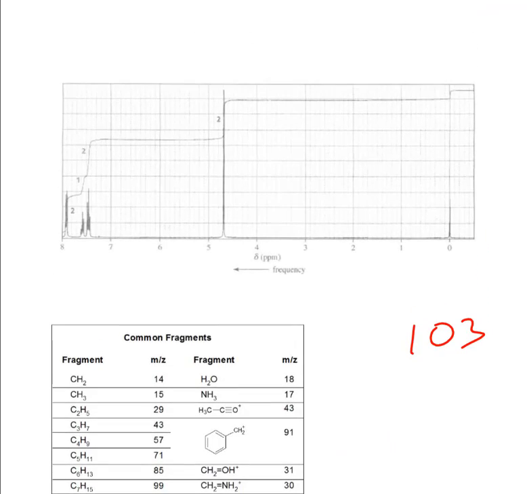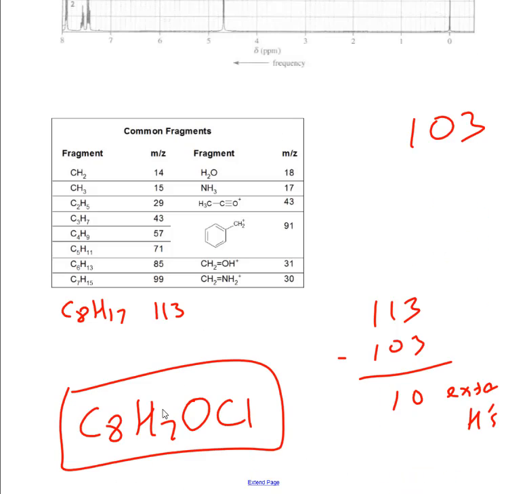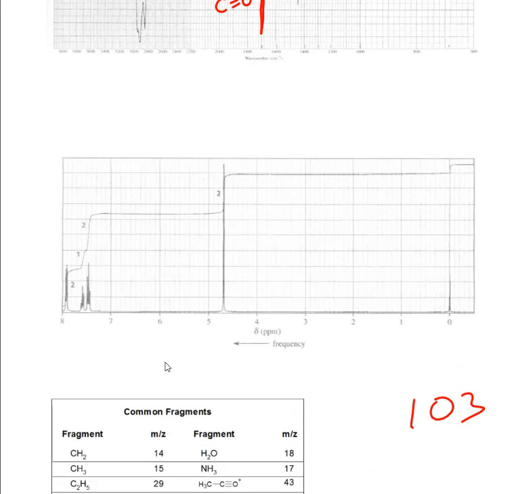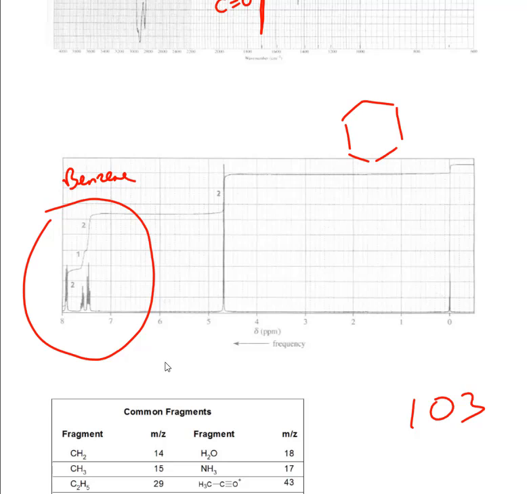Now we're ready to solve this by looking at this right here. We already know there's 8 carbons. Well, the beautiful thing is this tells me right here that I have a benzene. Right? That's a benzene. So let's start with a benzene.